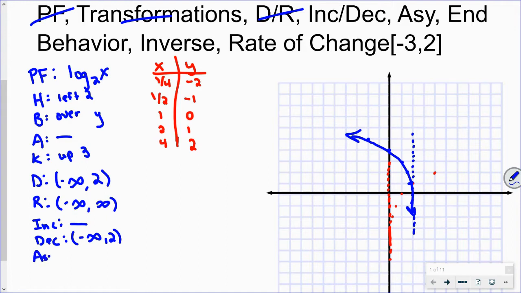If we look at our asymptote, we just talked about that. That would be x equals 2. That's this vertical line right here. Horizontal would be exponential. So we got increasing, decreasing. We got asymptotes. Okay, let's look at end behavior.